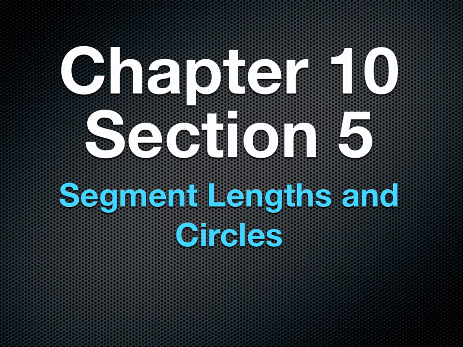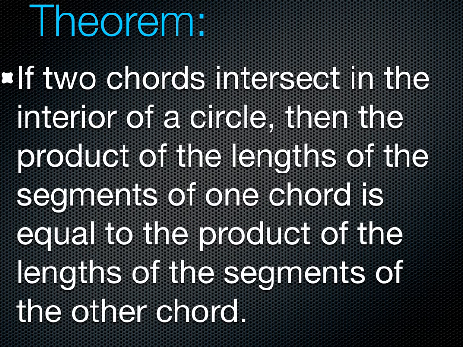Chapter 10, Section 5, Segment Lengths and Circles. The first theorem in this section states that if two chords intersect in the interior of a circle, then the product of the lengths of the segments of one chord is equal to the product of the lengths of the segments of the other chord.